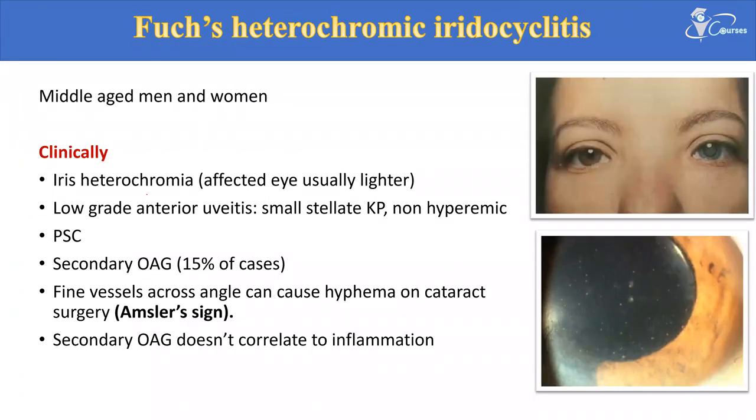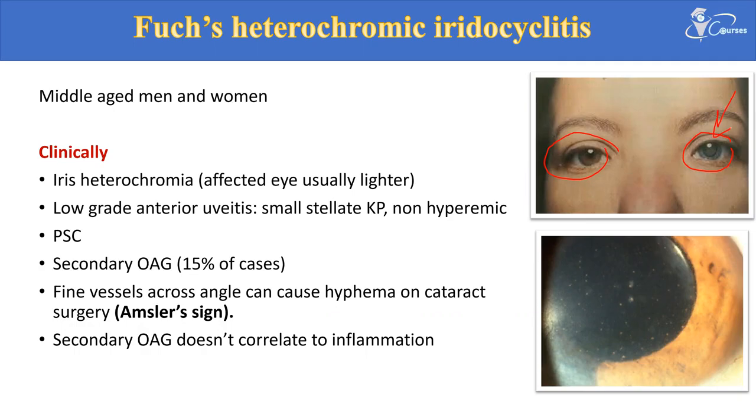Another disease is called Fuchs heterochromic iridocyclitis. It occurs in middle-aged men and women. Also, this is one of the inflammatory glaucomas. Those patients will have iris heterochromia, so they will have different iris color between both eyes. Usually the affected eye is lighter.